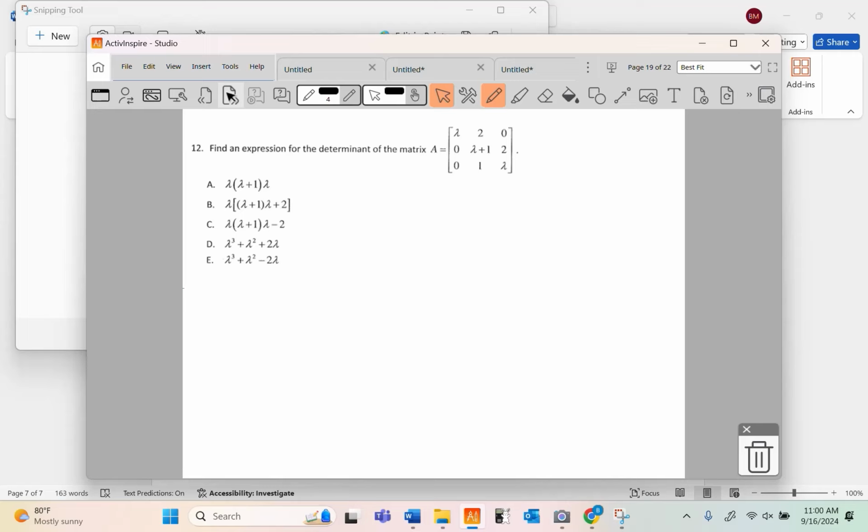Find an expression for the determinant of the matrix A. This is the Greek letter lambda. You could probably game this in a calculator. I'm going to teach you how to do this. Not that it really matters. What we're going to do is copy down the first two columns. My Greek lambdas are going to look pretty bad.